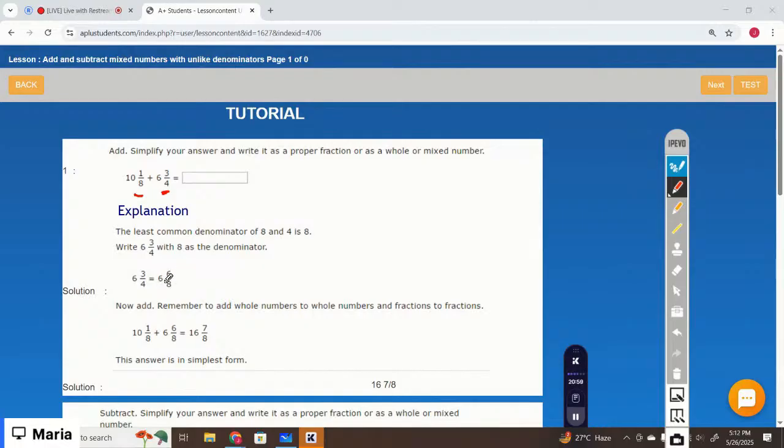That means you need to multiply the fractional part by 2, so 2 times 3 is 6 and 2 times 4 is 8. Then you can add 10 whole 1 by 8 and 6 whole 6 by 8. Add the whole numbers: 10 plus 6 makes 16. And then you have to do 1 by 8 plus 6 by 8, so 6 plus 1 is 7. So the correct option is 16 whole 7 over 8.